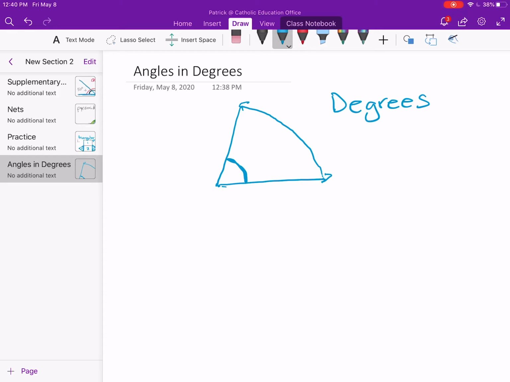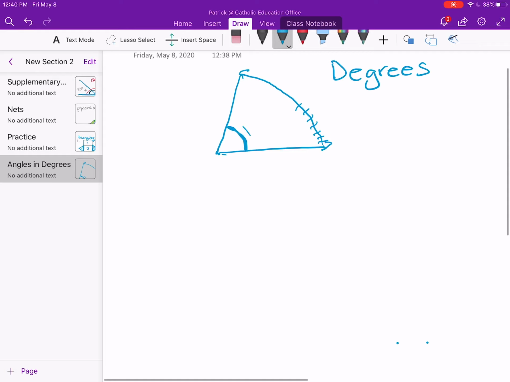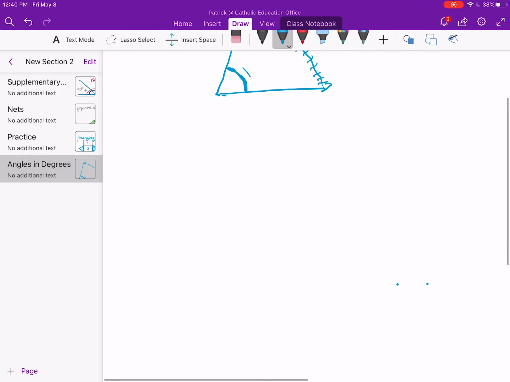And really what's happening is, if I broke this up, this would be like 1, 2, 3, 4, 5, 6, 7, and you just keep counting up to the number of degrees that it turned. So angles are measured in degrees, how far they've turned. Now, there are some angles that we can easily identify by the number of degrees.